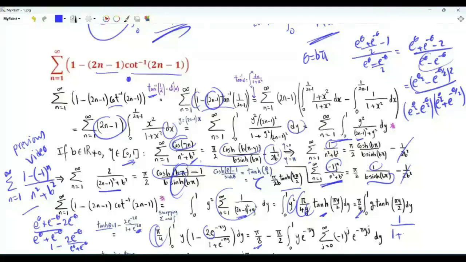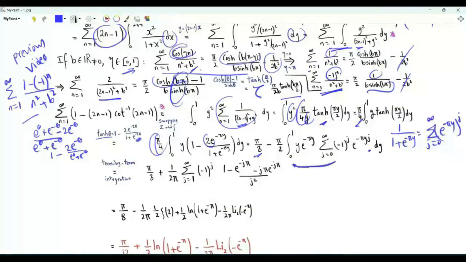We can write 1 over 1 plus e to the minus pi y as summation j from 0 to infinity, e to the minus pi y to the power j. Interchanging the order of integration and summation, this is pi over 8 minus pi over 2, summation j from 0 to infinity, minus 1 to the j, integral y from 0 to 1 of y e to the minus pi y times 1 plus j.